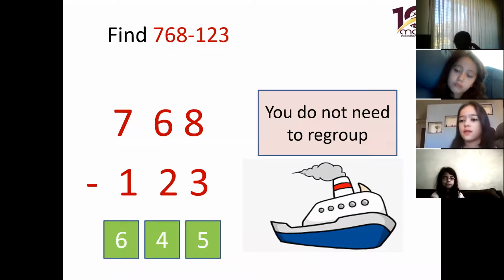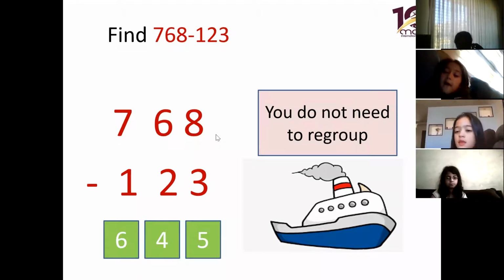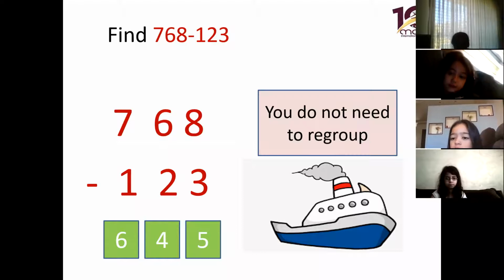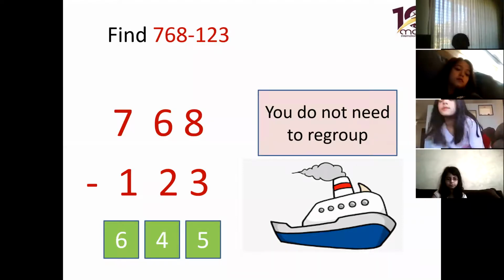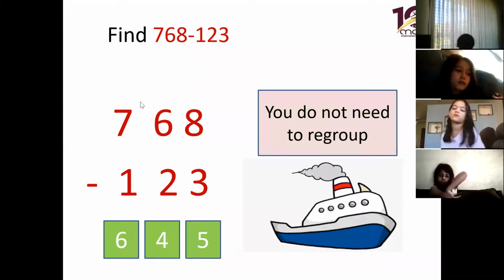645. Yes. So now we look at the first number, which is 768, and look at the answer, which is 645. Is it less? The answer is less? Yes. And when the answer is less, then I did correctly. I subtracted correctly. The answer has to be less than the number I subtracted from.